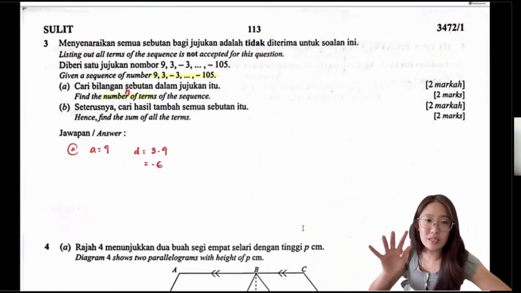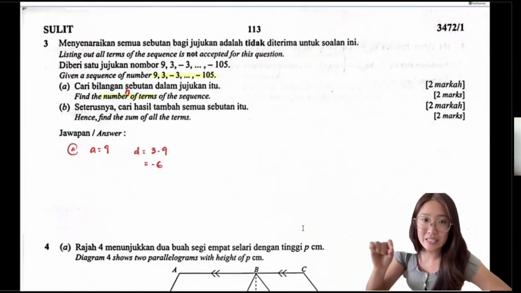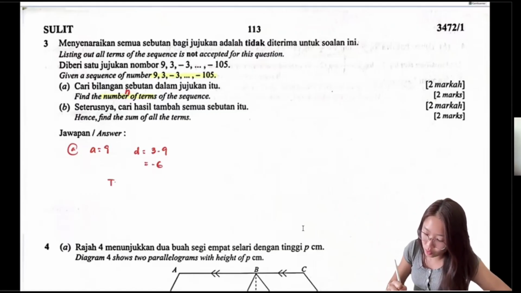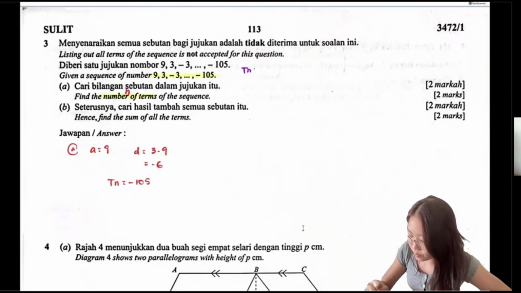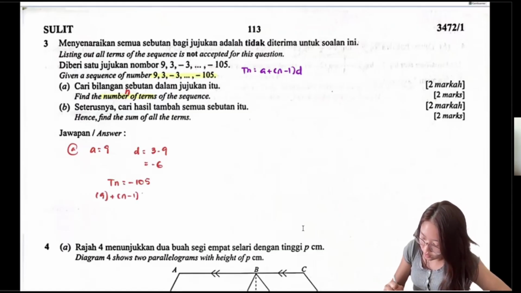Okay, so the concept over here to find how many terms in that sequence is basically the same concept like you have your student number in your classroom. If I know what is the last student number, then I'll get to know the whole class got how many people. So same thing over here. I want to know who is the last person. The last digit is -105. Formula Tn is a plus n minus 1 d. Insert this formula in, and then substitute what you have. N minus 1 and d is -6.